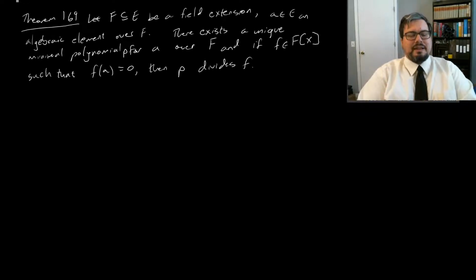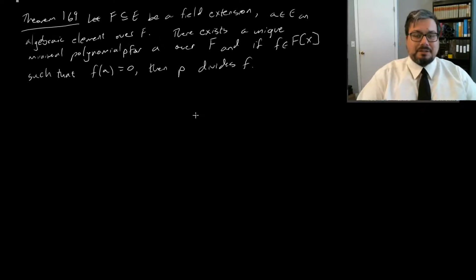So there always exists a minimal polynomial. This minimal polynomial is unique, and so we'll from now on be talking about the minimal polynomial of an algebraic element. And if you have any polynomial who has a as a root, then that minimal polynomial will divide that polynomial f. So this minimal polynomial carries a huge amount of information about the element a. In fact, all the information that we could want about it from an algebraic point of view.